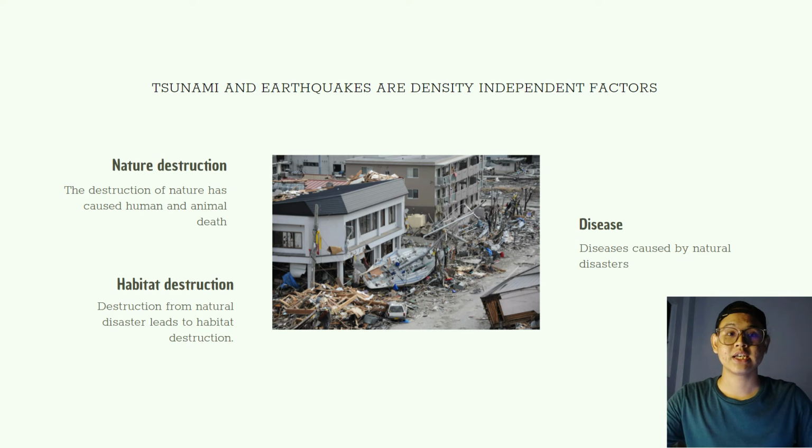First is nature destruction. The death of humans and animals will occur when the destruction of nature occurs. This will reduce the population of species. And next, habitat destruction. This can lead to competition between communities for survival. And the last one is disease. Disease caused by these factors, for example waterborne disease, can cause death and population reduction.